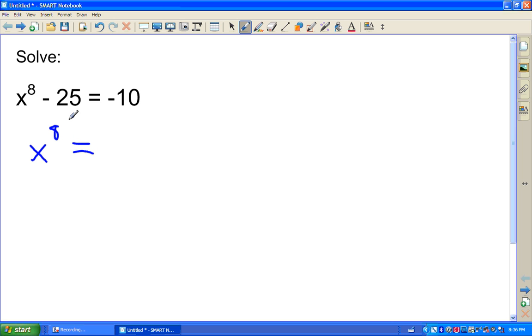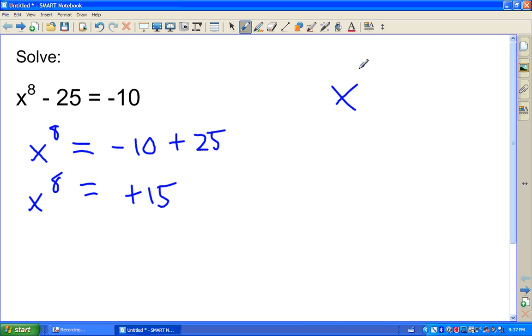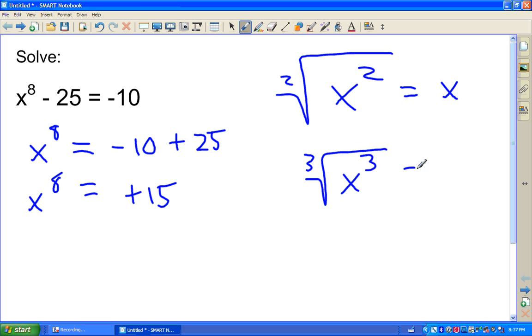But if I were trying to isolate it, I would get rid of this minus 25 by adding 25 to both sides. When I add the 25 to the left, that goes away. When I add it to the right, I'm going to get obviously a plus 15 here. Now, how do I undo x to the 8th? Well, if this was x squared, you would just take the square root. Remember that taking the root is the opposite of an exponent. If this is the same, then that obviously equals x. Same thing with x cubed. If I took the cube root, that would be equal to x.